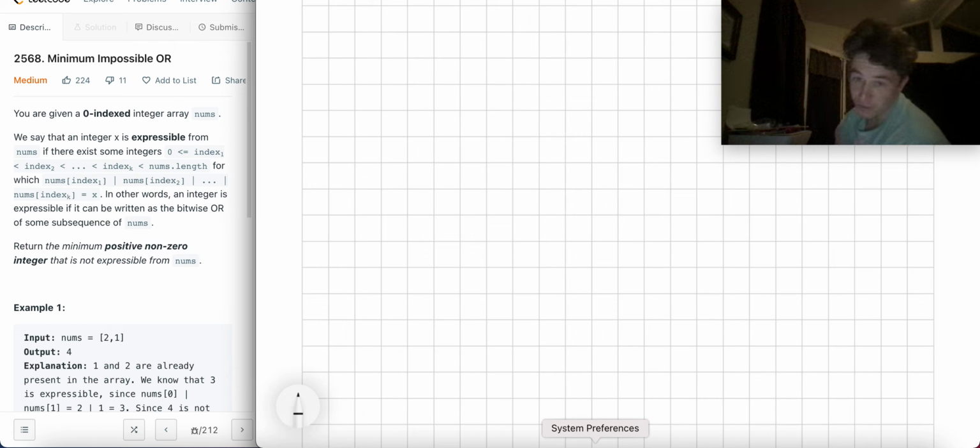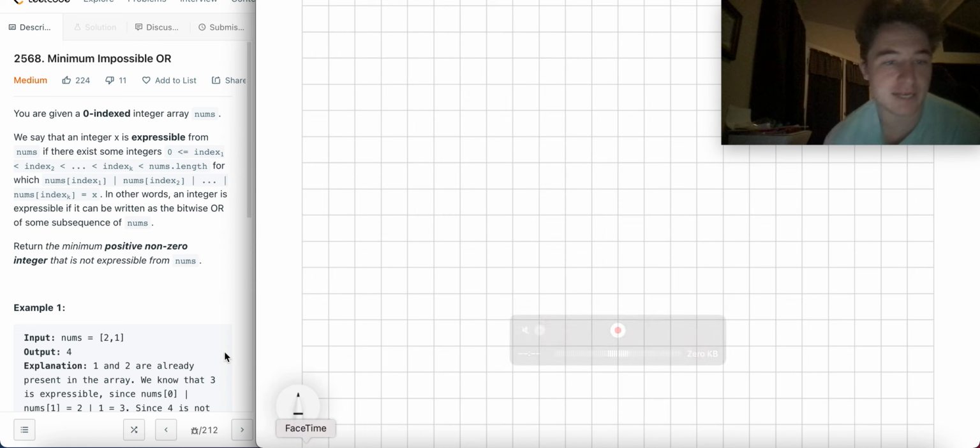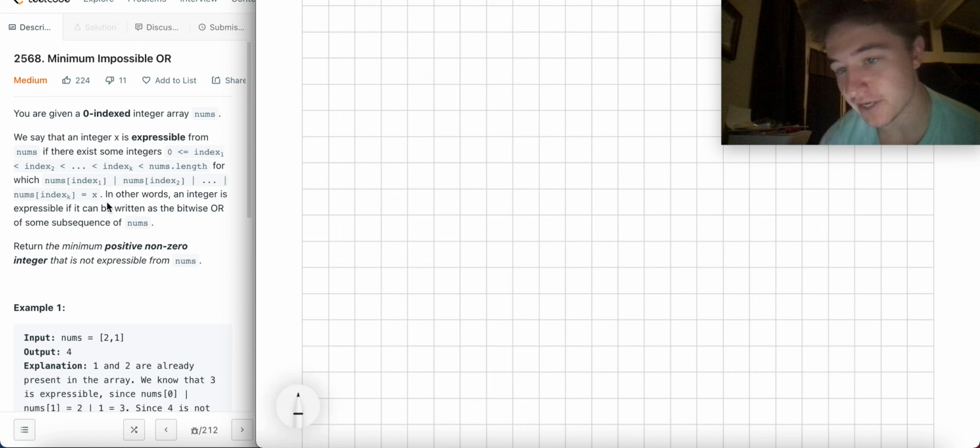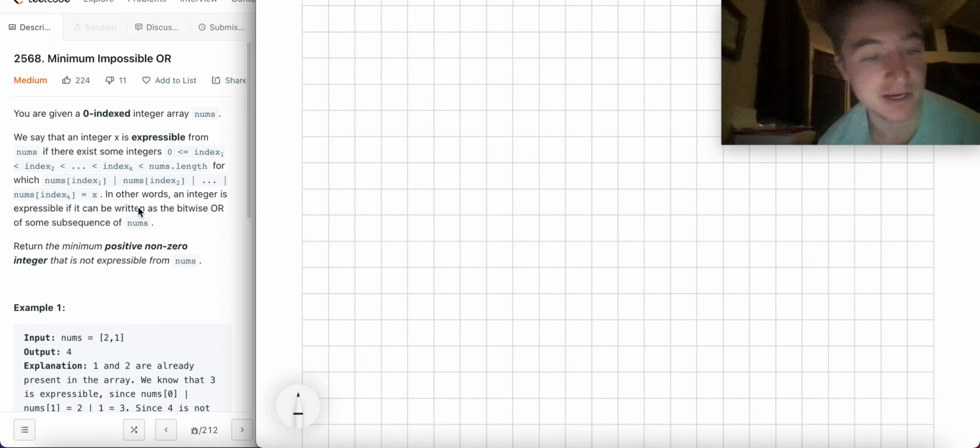Problem that I truly adore. 2568, Minimum Impossible OR. So you're given a zero-indexed integer array nums. We say that an integer x is expressible from nums if there exist some integers for which the ORing of them together results in x. In other words, an integer is expressible if it can be written as the bitwise OR of some subsequence of nums.